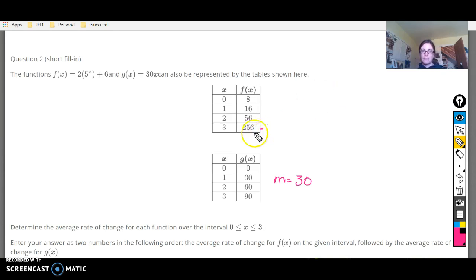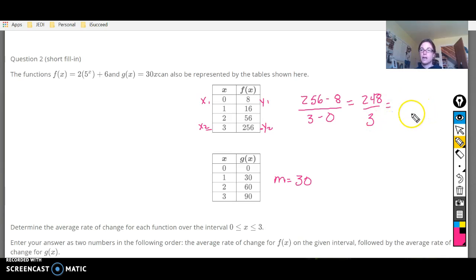I'm going to say from our range, from our x range or our domain values of 0 to 3, our y values go from 8 to 256. So this is 256 minus 8, because this is y2, y1, x2, x1, if you remember our formula for slope. So we plug that in, 256 minus 8 over 3 minus 0 becomes 248 over 3.